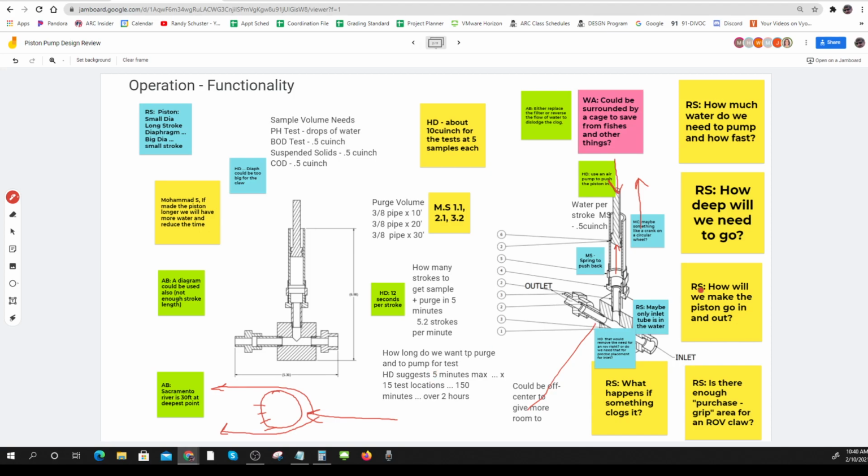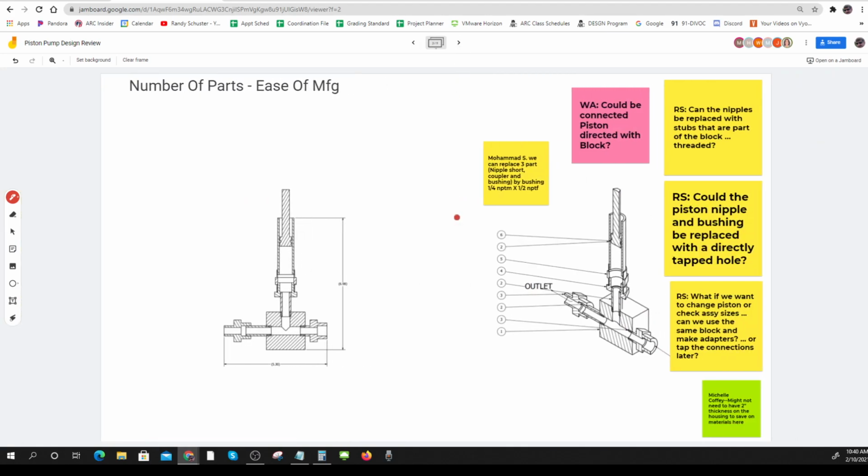Okay. Woo, so we took a ton of time on operational functionality. Let's look at ease of manufacture. Okay. So could we replace these nipples right here?